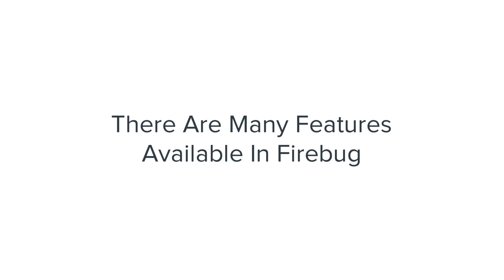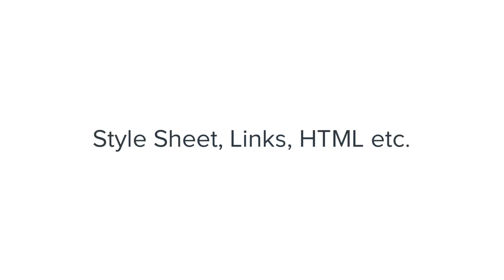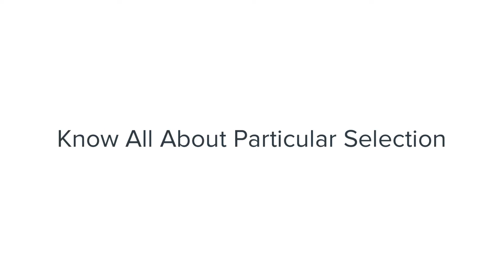There are many features available in Firebug, but for this tutorial, I'd like to explain the most powerful feature of Firebug, which is inspecting element. Through this, you can directly get the source of the particular element. Which style sheet is it using? Which links it is pointing to, what HTML is it using, etc. Inspecting an element means knowing all about that particular selection.